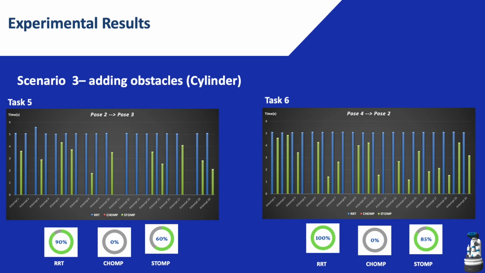In the last scenario, which is the most difficult compared to the first two, CHOMP failed in all 20 attempts to find any solution, scoring a 0% success rate, while the success rate for STOMP dropped by 40% in task 5 and 15% in task 6, taking less planning time than RRT in all attempts.